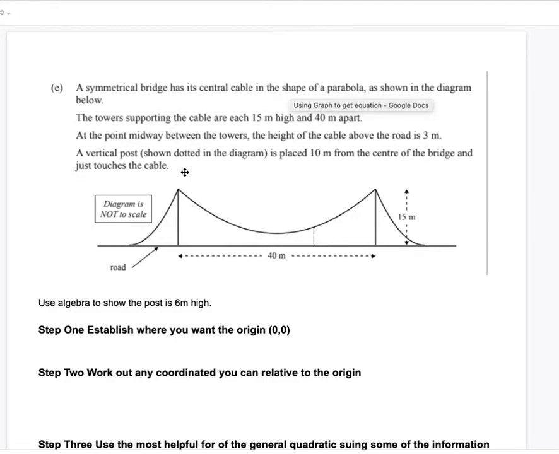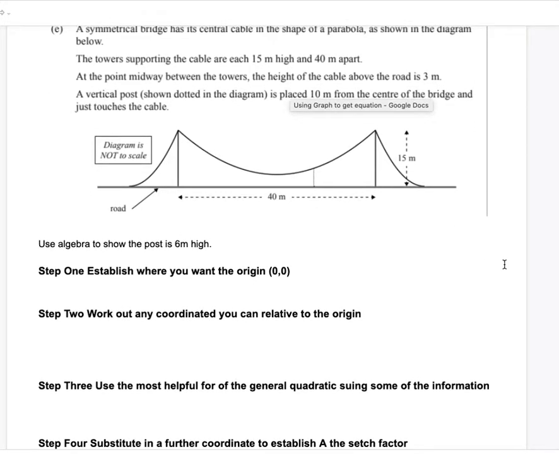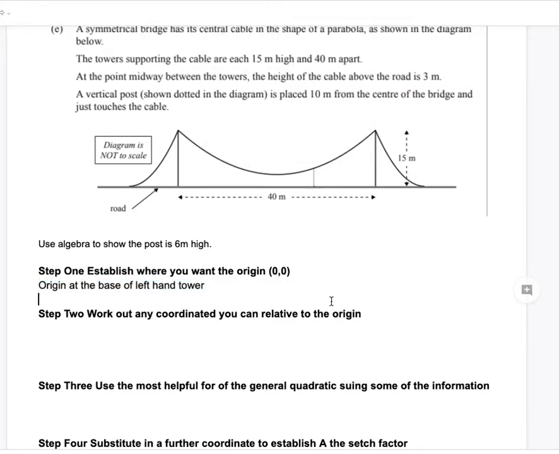Now, there's various ways you can answer this, and I noticed that by the time I got to my answer, I'd approached it differently to the mark scheme. But the first thing you've got to do is establish where you think the origin is. I've chosen to go to the bottom of the left-hand tower. Now, the mark scheme didn't agree with me. The mark scheme decided to make the vertex the origin and use a different style of equation. That actually doesn't matter, okay? But you have to pick something sensible.